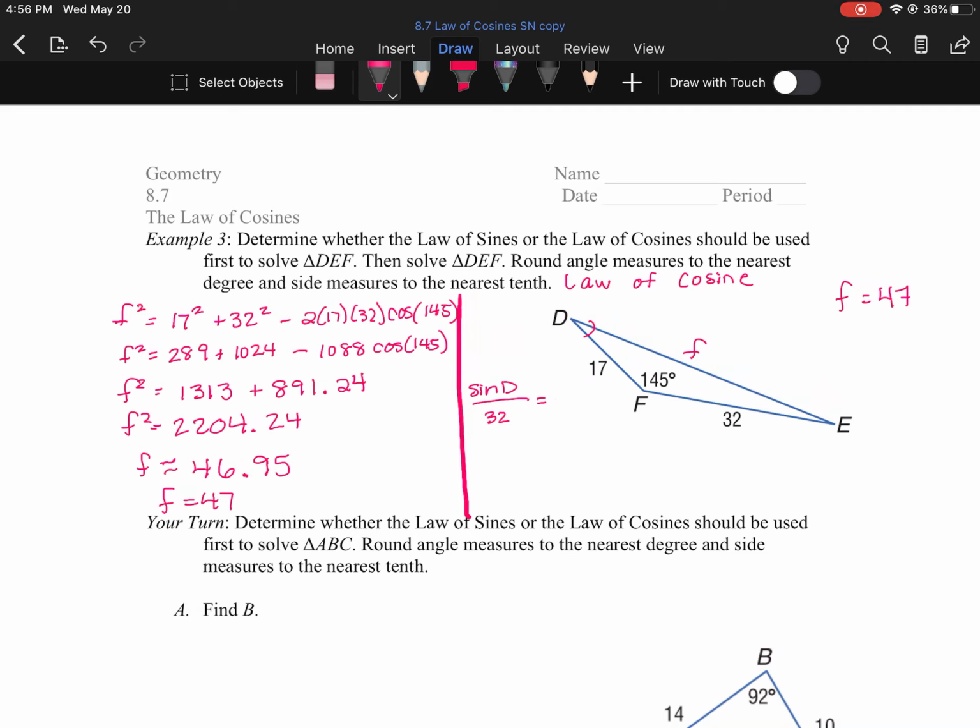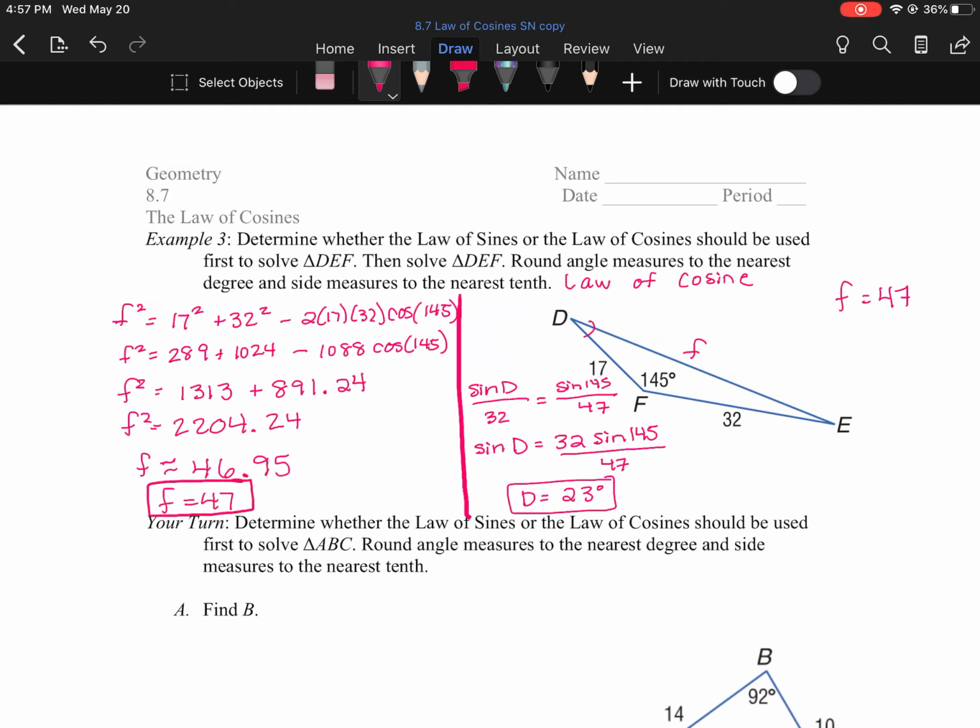And I'm lying to you again. So the sine of 145 over 47. There we go. Someday I'll get this straightened out. So the sine of D is going to equal 32 times the sine of 145 divided by 47. And then I'm running out of room, but we have to take the sine inverse of all of that. And once you take the sine inverse, you get approximately 23 degrees.